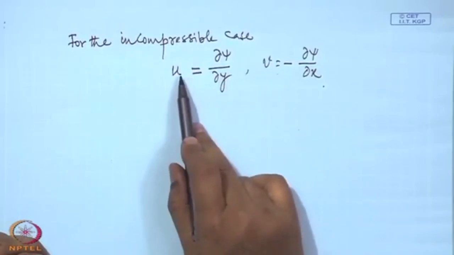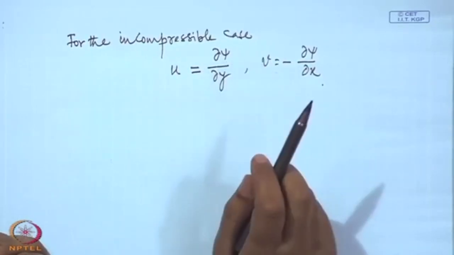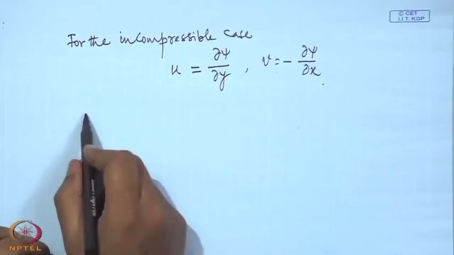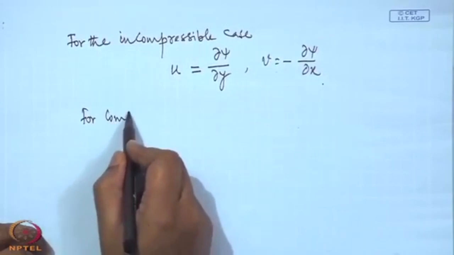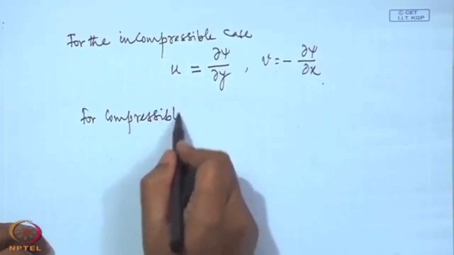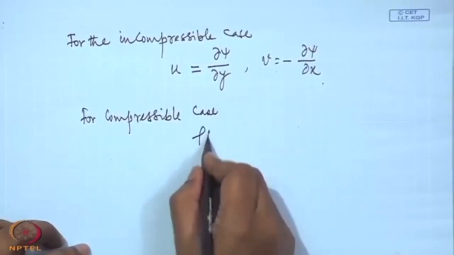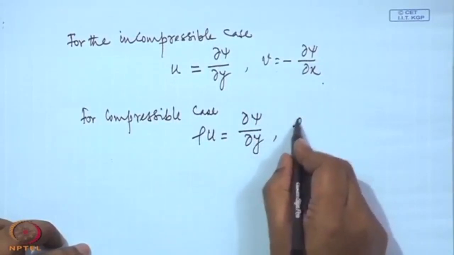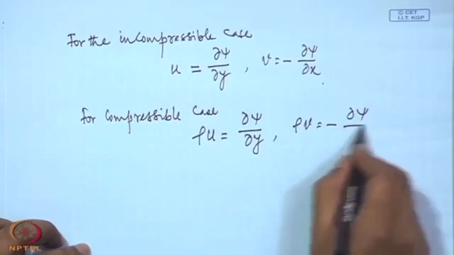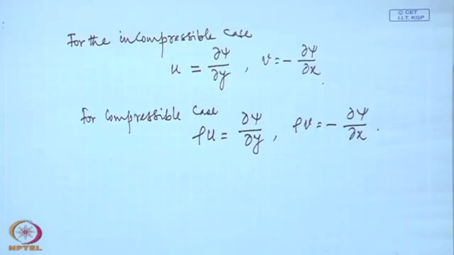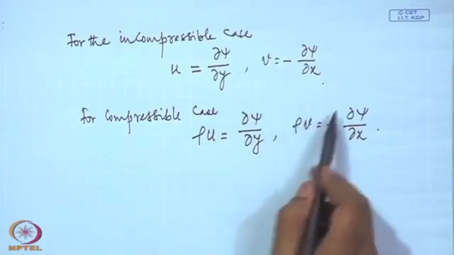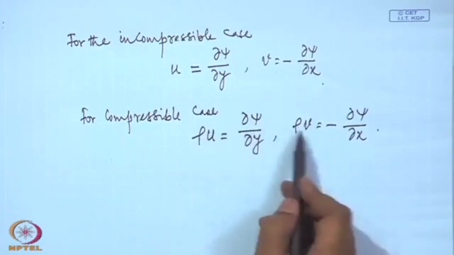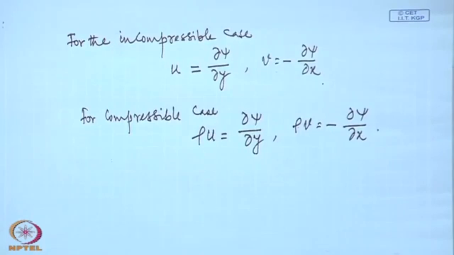See the simplification. We had two unknowns u and v. We have replaced that by a single unknown psi. For the compressible case, similarly we can define it, we have to take rho also along with it. See the difference between psi in incompressible flow and psi in compressible flow. In case of compressible flow, the density is also within the definition. In case of incompressible flow, it is not.